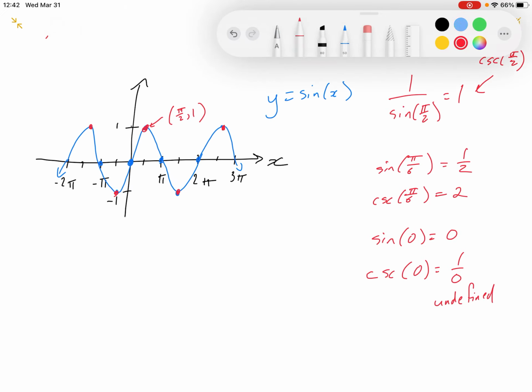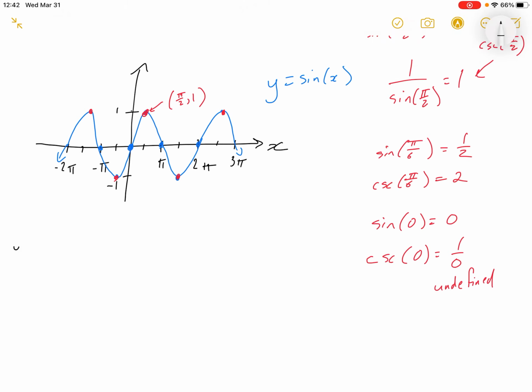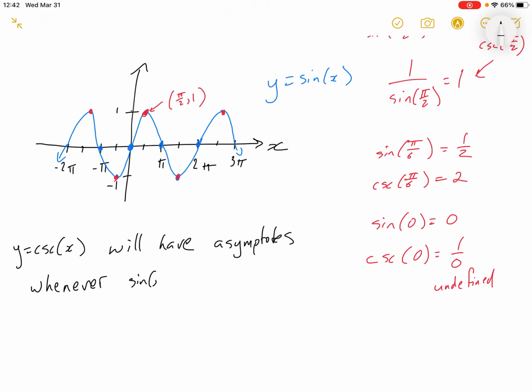So before I actually complete this graph, I just want to mention y equals cosecant of x will have asymptotes whenever sine of x equals 0. So looking at the graph of sine, in other words, this is whenever we have any multiple of pi. And so let's go ahead now and sketch a complete graph.